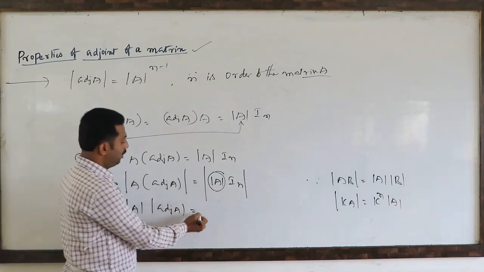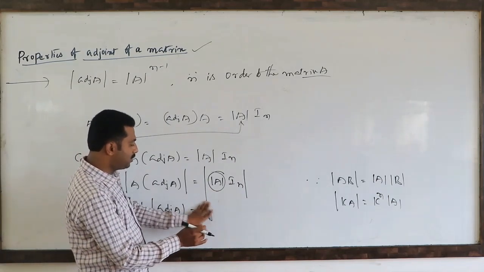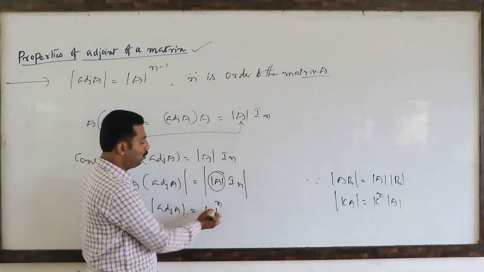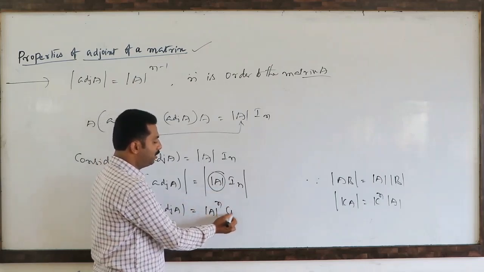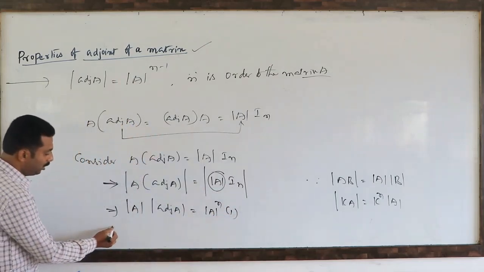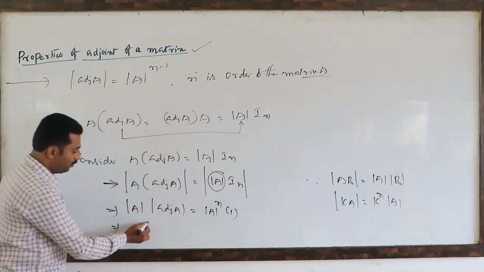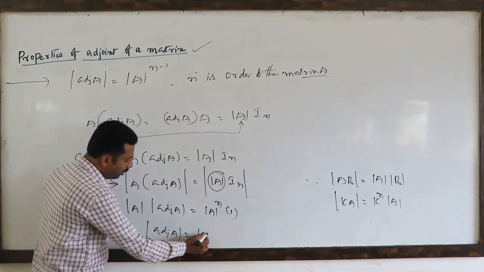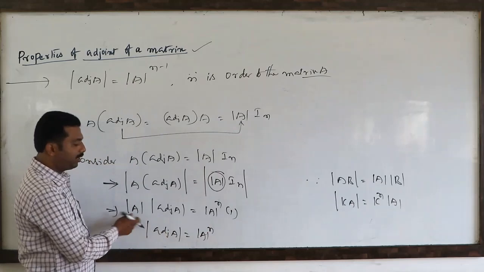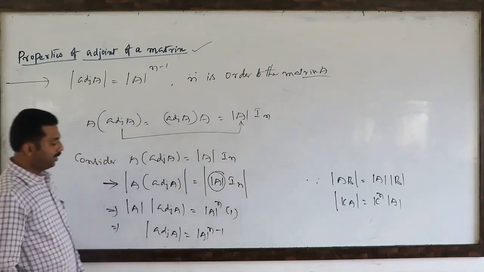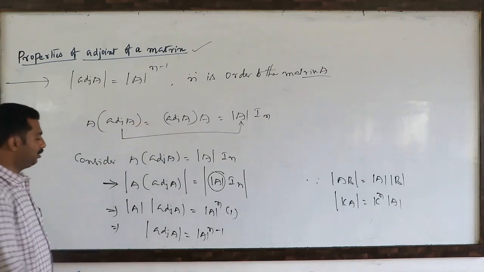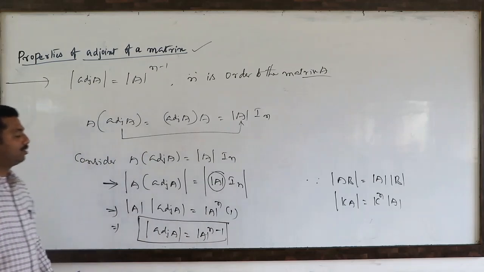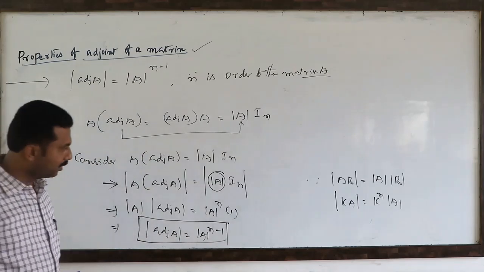Here instead of k, determinant of A is there, so determinant of A whole power n. Determinant of In is 1. If we send this determinant of A to the other side, what is left is determinant of adjoint of A equals determinant of A power n by determinant of A, which means determinant of adjoint of A equals det A whole power n minus 1. This is the most important result you have to remember.